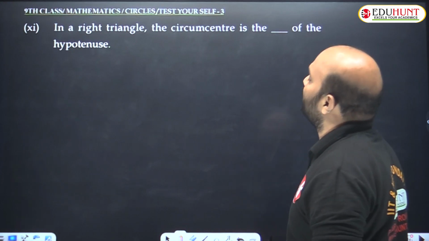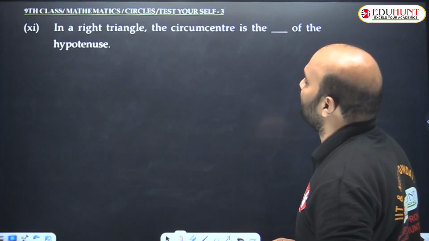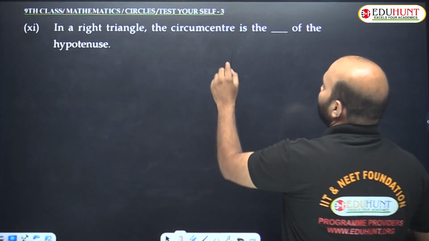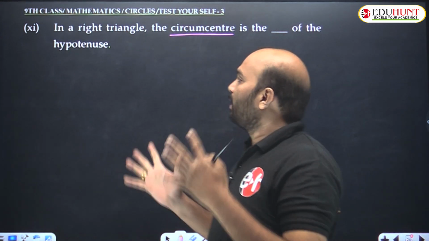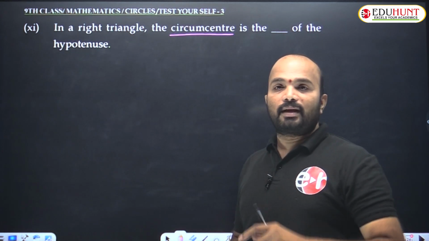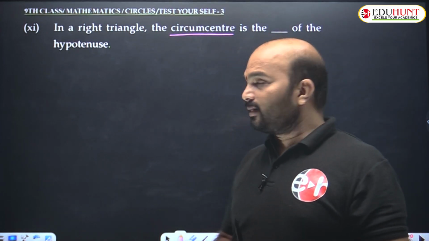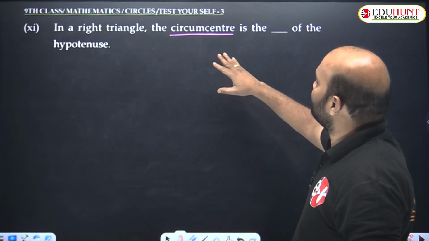So let's go to Roman number 11. In a right triangle, the circumcenter is the dash of the hypotenuse. So here the word I am given is circumcenter. Before that, what is a circumcircle? A circle circumscribed about a triangle is called the circumcircle. So that center is called the circumcenter.